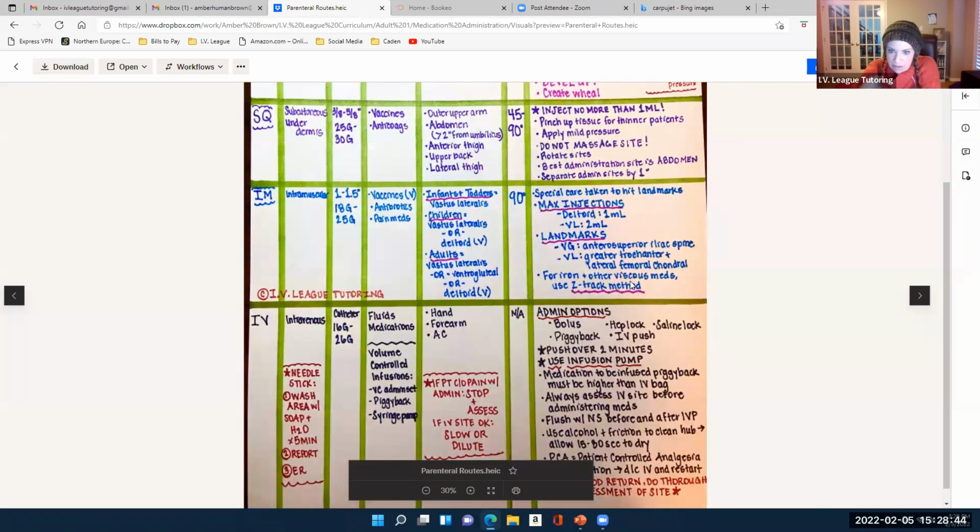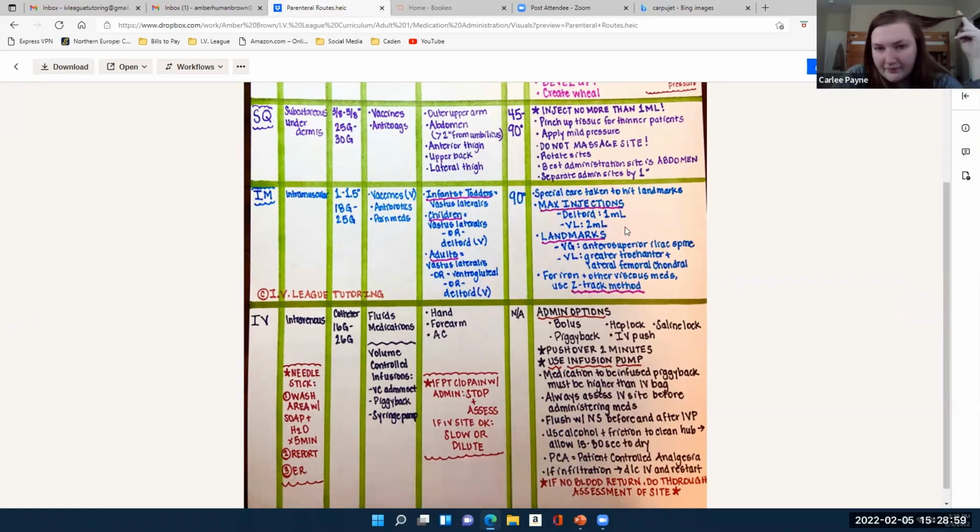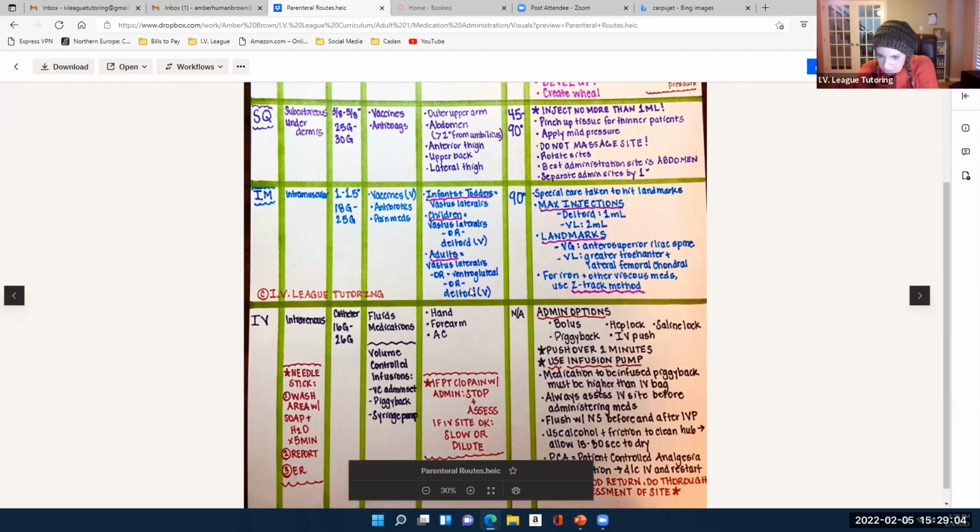Let's see, on IM, I can guarantee you're gonna have location questions. So you need to know at what age, which muscle that you're going to give it in. And you definitely need to know your landmarks, okay? Do y'all know what I mean by landmarks? Yes. Okay. And I gave y'all a cheat sheet for that too. All right, I'll show you that in just a second.